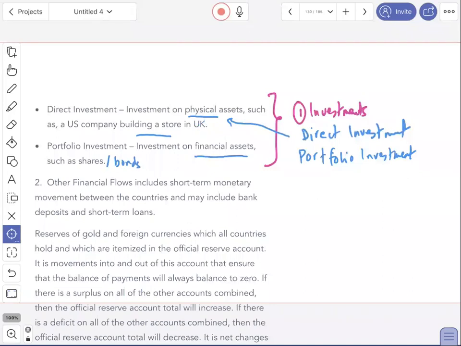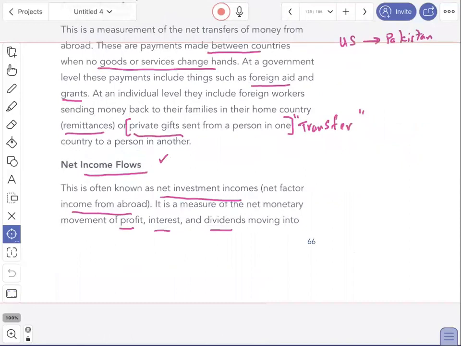But let's say after 2 years, I receive profits from my factory. Where will it be recorded? The answer to this is it will be recorded in the current account section, and that too in the current account net income flows. So my inflows, net income flows, will be recorded as profit.